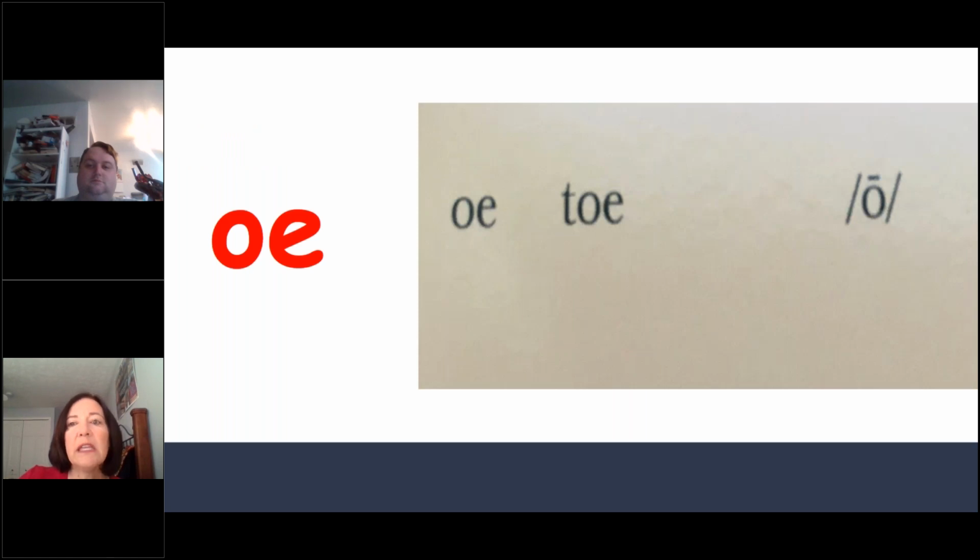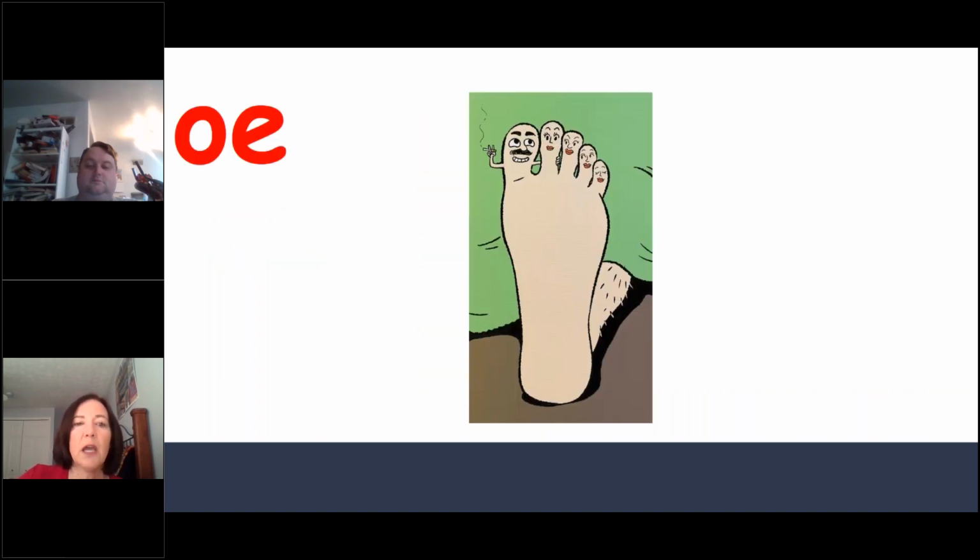Also have the OE, makes the long O sound like toe. Sound card says OE toe O. Our brain should be thinking OE toe O.